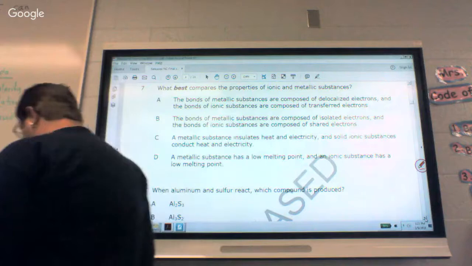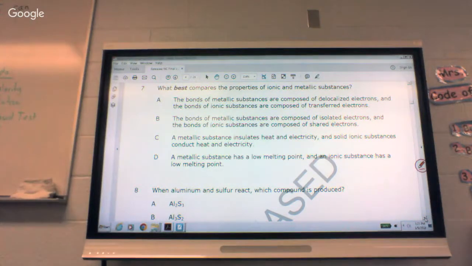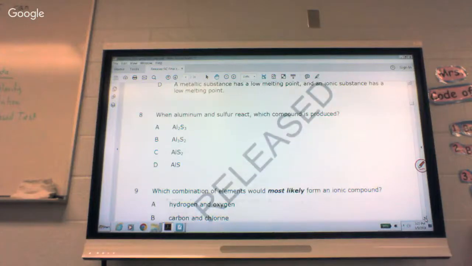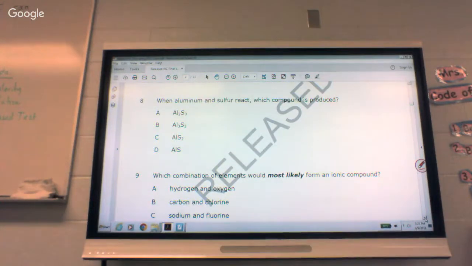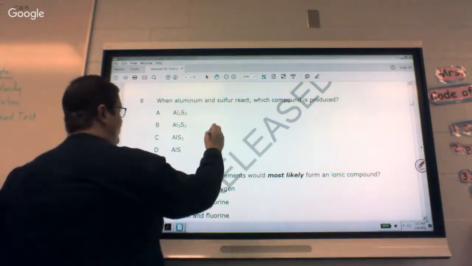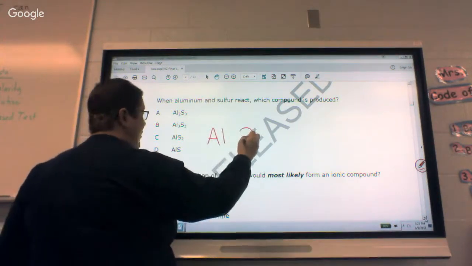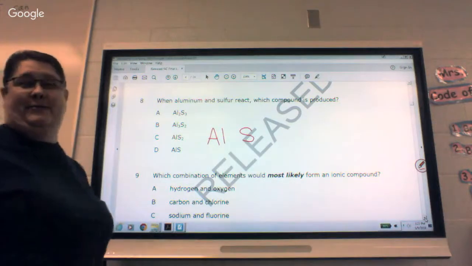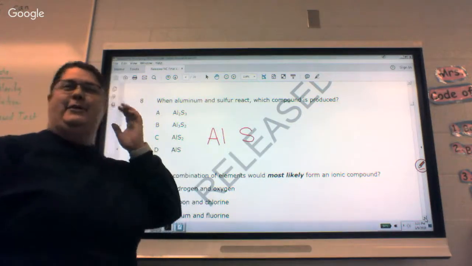All right, number 8. Number 8's another one of those. I won't say you're not going to pass if you don't get it right, but number 8's another one of those that you should all be able to get right. How do we know it's A? Because you just know. I found out about the valence electrons, then somebody asked me what the answer was. So, how do we just know it?